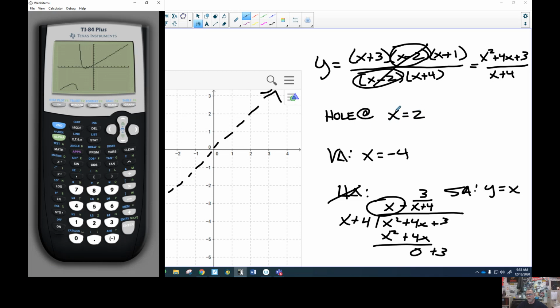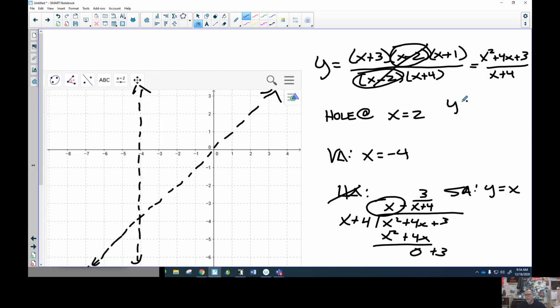So what value would we put the hole at? Where do we put the big circle? Well, we find that by plugging this in to whatever one you want to. We can plug it into here with these two pieces. If we do that, it would be y equals 2 plus 3 is 5 times 2 plus 1 is 3 over 2 plus 4 is 6. So this would be 15 over 6, which is what? 5/3.